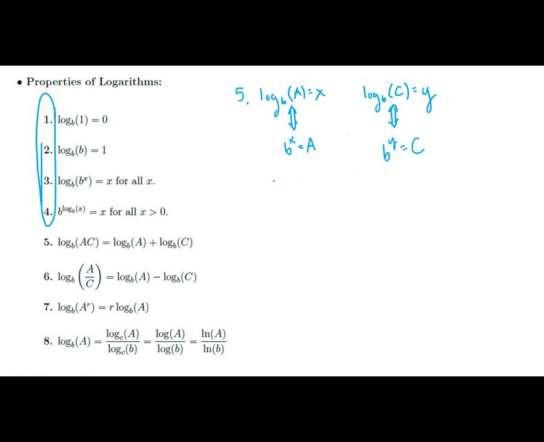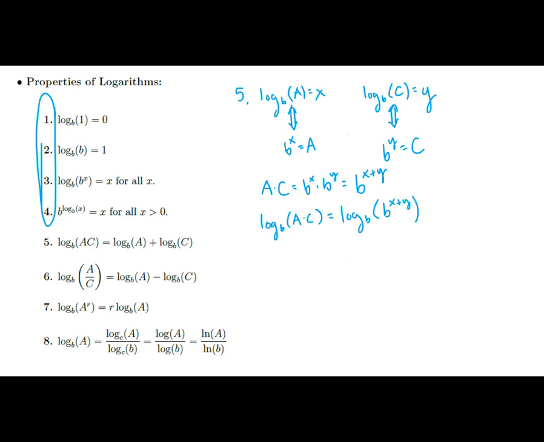So looking at that, what we see is that if I multiply a and c, then that's equal to b to the x times b to the y, of course. But then we know from our exponential rules that that's the same as adding the exponents. So now if we turn our attention back to this property, if we start with the left side, the log base b of a times c, we know that that's equal to the log base b of b to the x plus y.